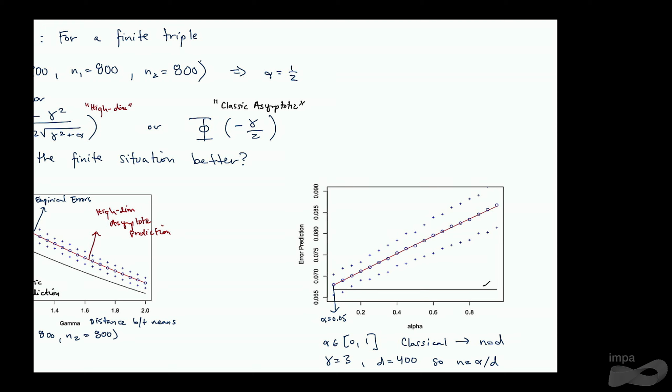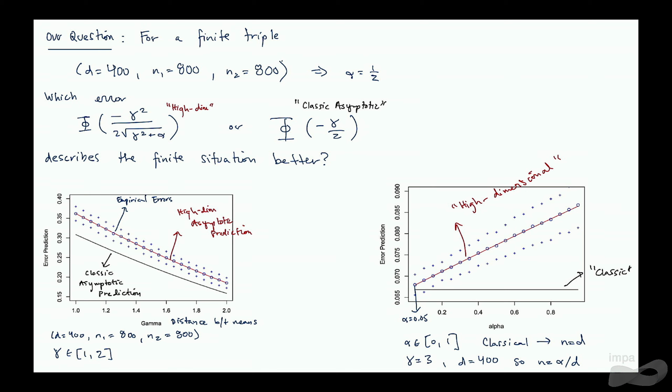Again, the black curve is the classic prediction, and it doesn't match at all, while our empirics match the high dimensional predictions. So at least in this example, what this suggests is that when we investigate finite sample problems, the classical asymptotics are going to dramatically mislead you if you try to use them to predict the finite sample performance.